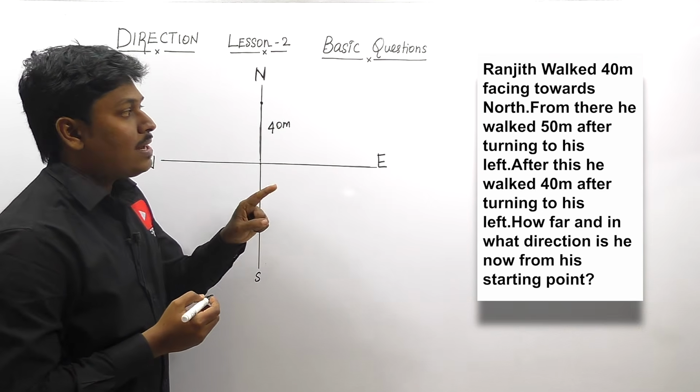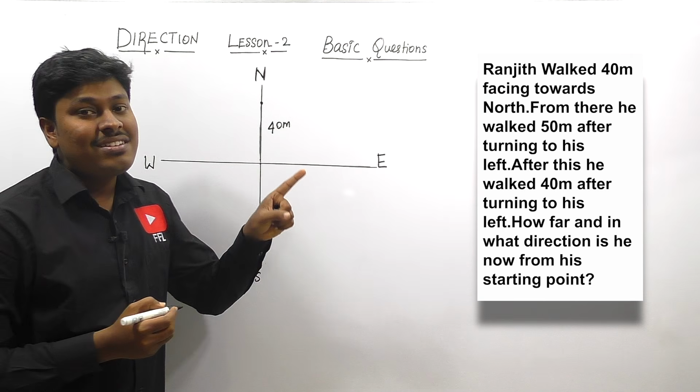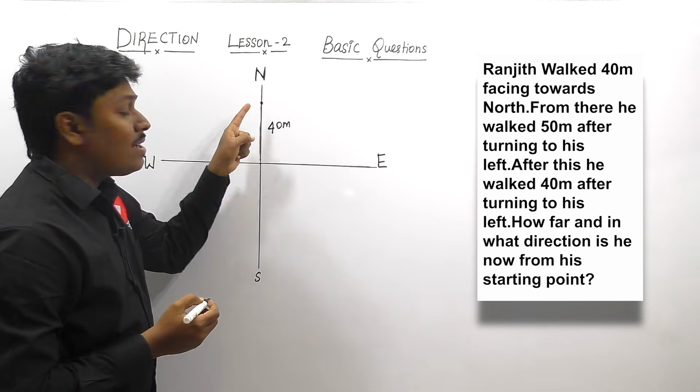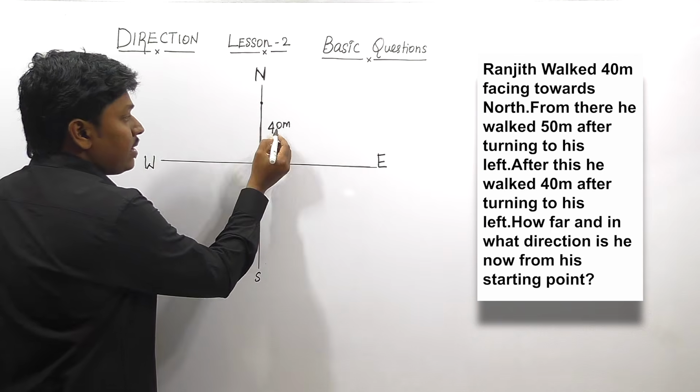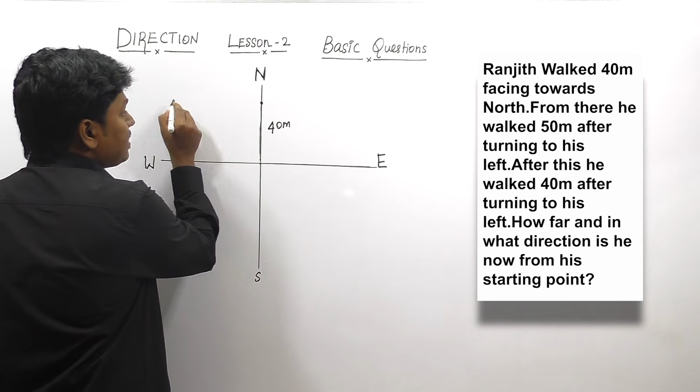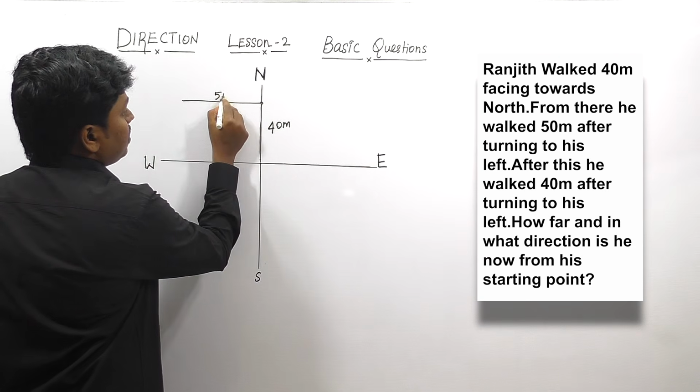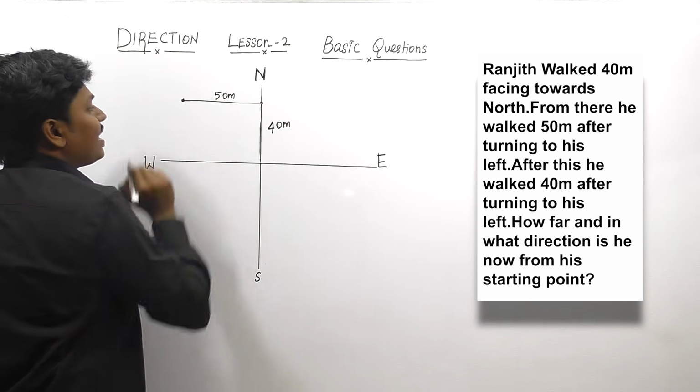Okay friends, from there he walked 50 meters after turning to his left. So friends, from here Ranjit is turning left and covering 50 meters. Friends, listen carefully. This is 40 meters. So I can say that while he turns left and covers 50 meters, friends, so 50 meters and Ranjit will be at this point.